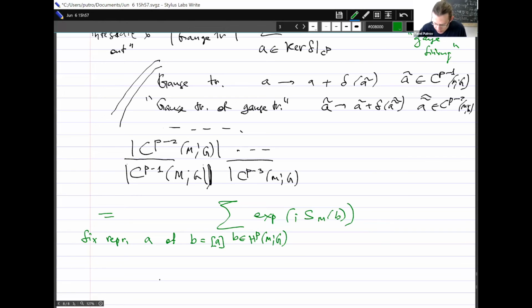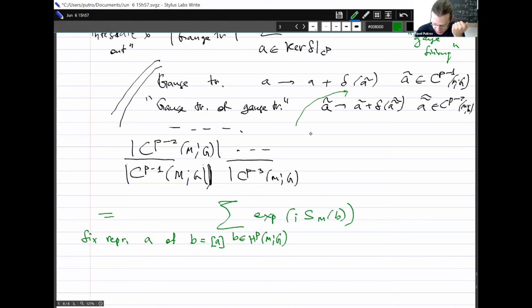Okay, so we know that when we fix a representative, we only need to quotient, so this A tilde. So what is it now? We fix A. So what kind of A tilde? This gives us conditions that A tilde cannot change. Then we can only allow the gauge transformations which do not change A.